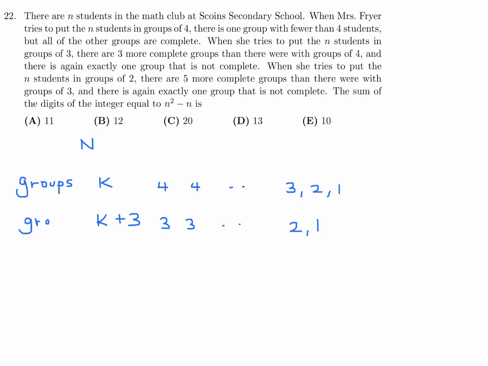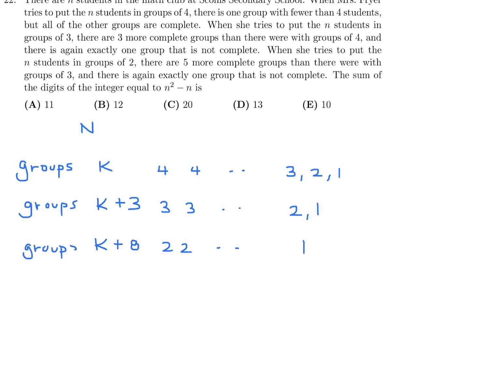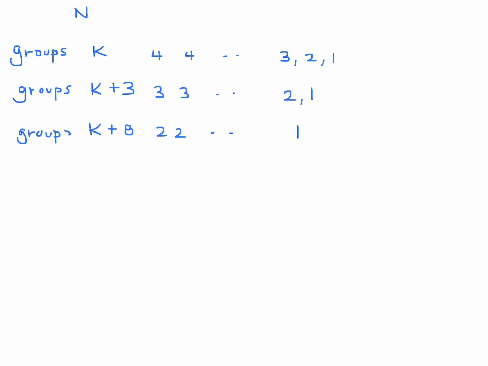And then when it's groups of 2, 2, 2, and so on, again, one group is incomplete, so that must have just one student in it. That's the only way it can be incomplete. And that, they're saying, is k plus 8, 5 more than this, so k plus 8. All right, so this is the setup. Now we have to do the math. The math basically is as follows.